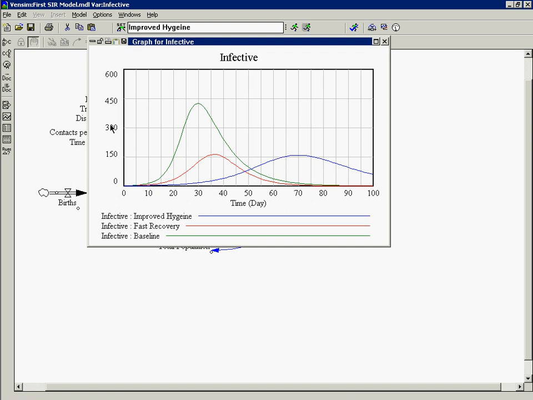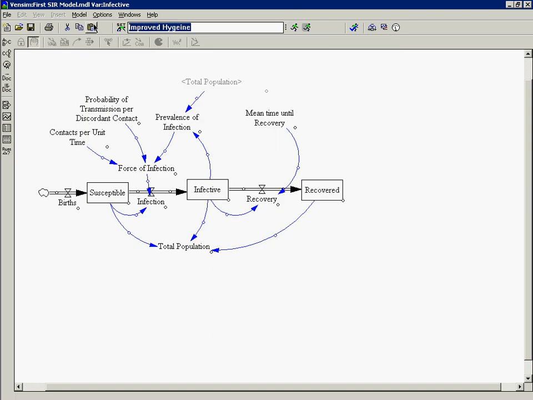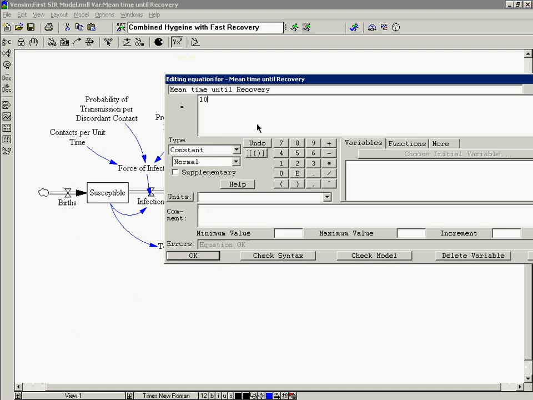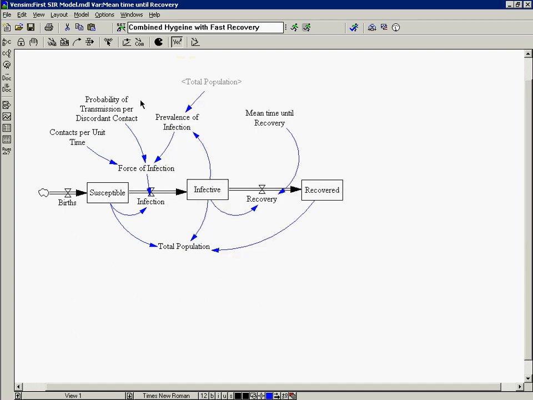So I'm going to go up and create a scenario here called combined hygiene, hygiene with fast recovery, or fast treatment, I could call it, right? Okay, I'll press enter. And what do I have to do for both of them? Change mean time to recovery back to 5. And this guy is still at 0.02. And so let's run it. What do we expect to see now? A delayed peak that's even smaller?